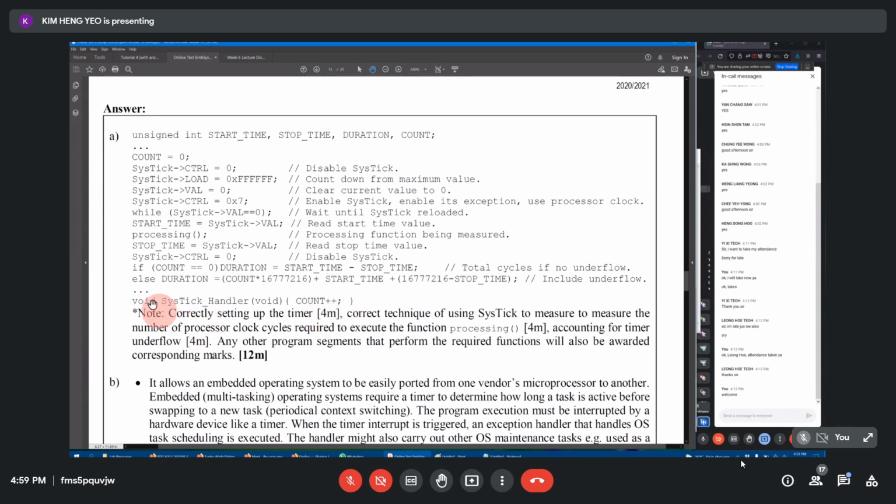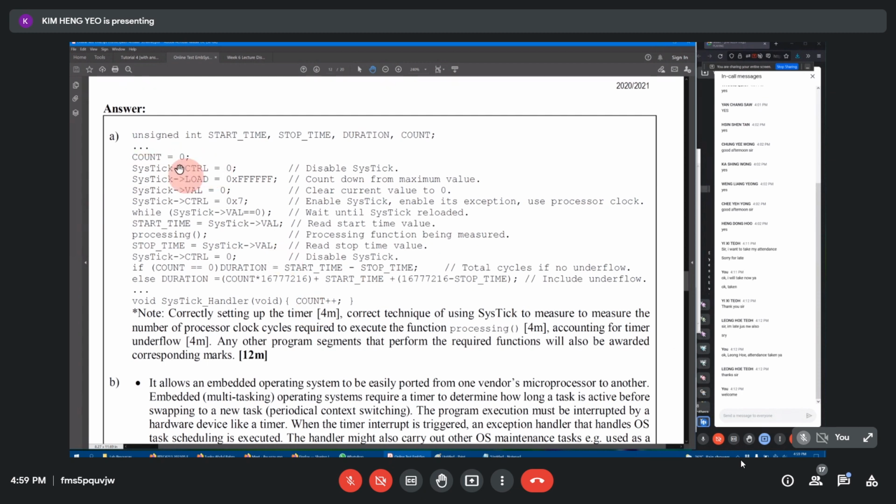Whenever the SysTick handler runs, that means you got an underflow. Whenever you underflow, the SysTick handler will run, so whenever it runs, we just increment count. By default, count is initialized to 0.